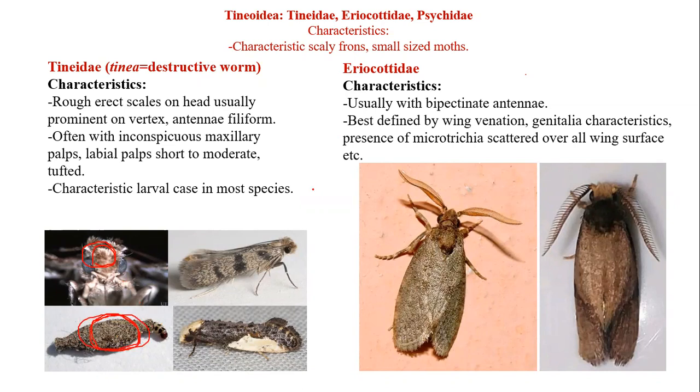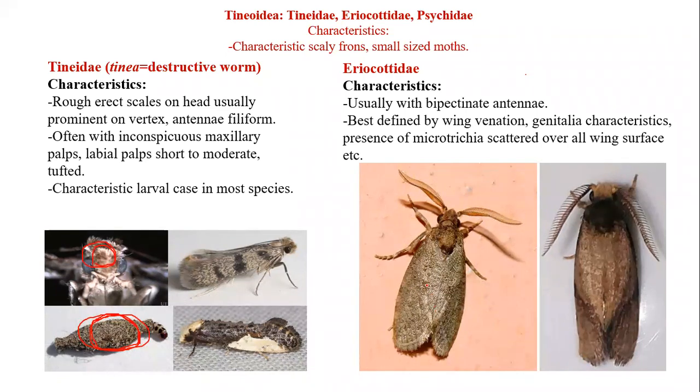And the second family is Eriocottidae. You are seeing here the Eriocottidae family, which is characterized usually by their bipectinate antennae, while tineids usually have monopectinate antennae. You are seeing here that their antennae are thread-like, not feather-like as in Eriocottidae. However, the family Eriocottidae is best defined by their wing venation and genitalia characteristics, and notably the presence of microtrichia scattered over all the wing surface, but this characteristic is not visible from photographs. We need to analyze set-up specimens.